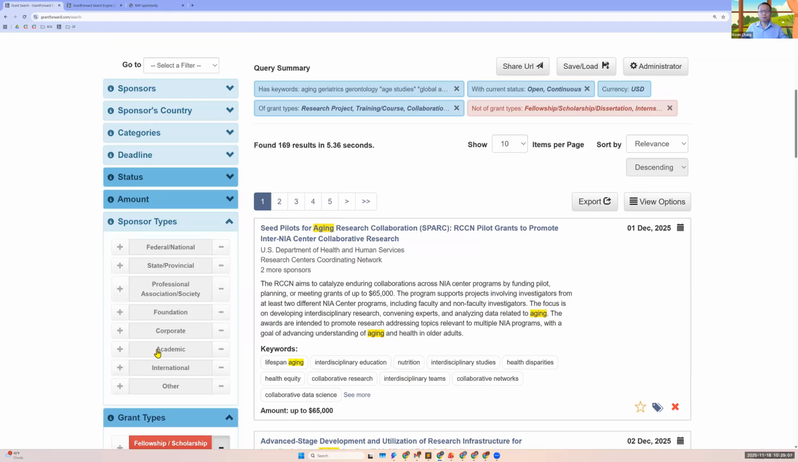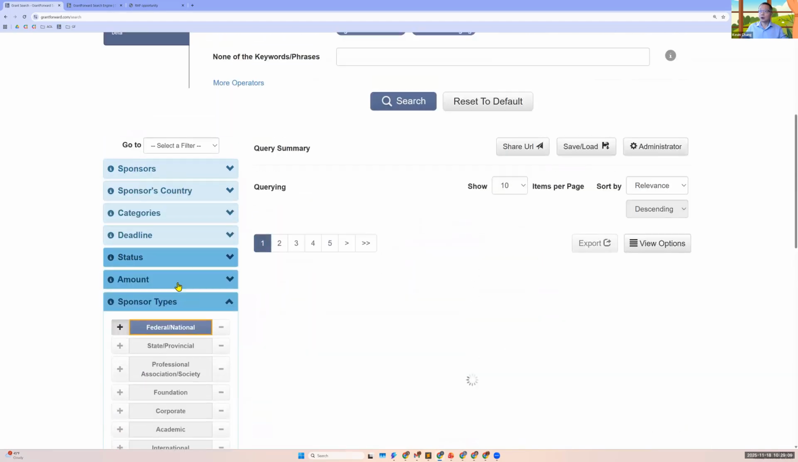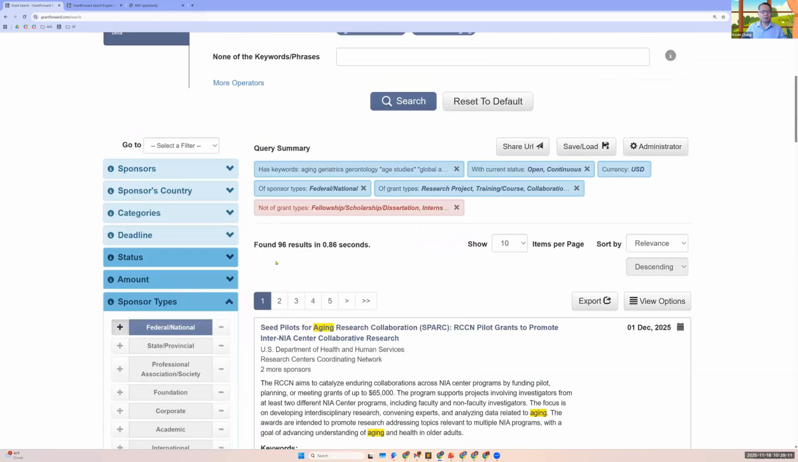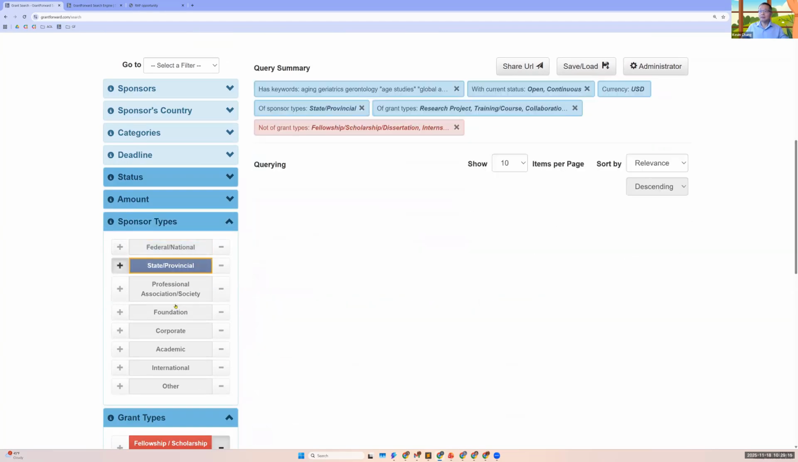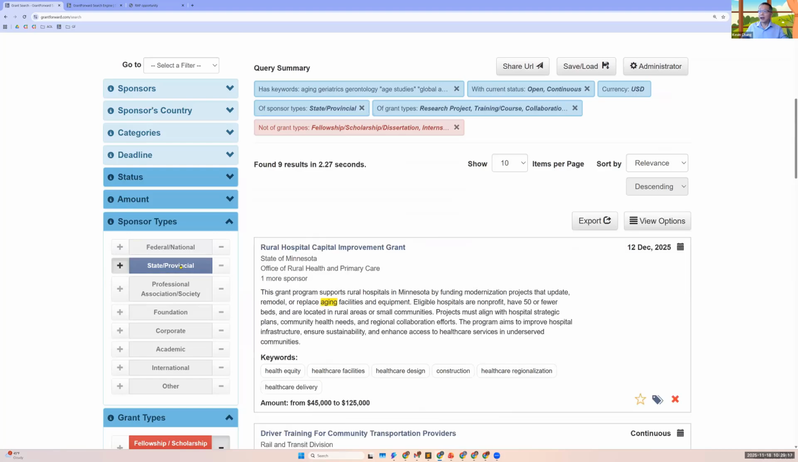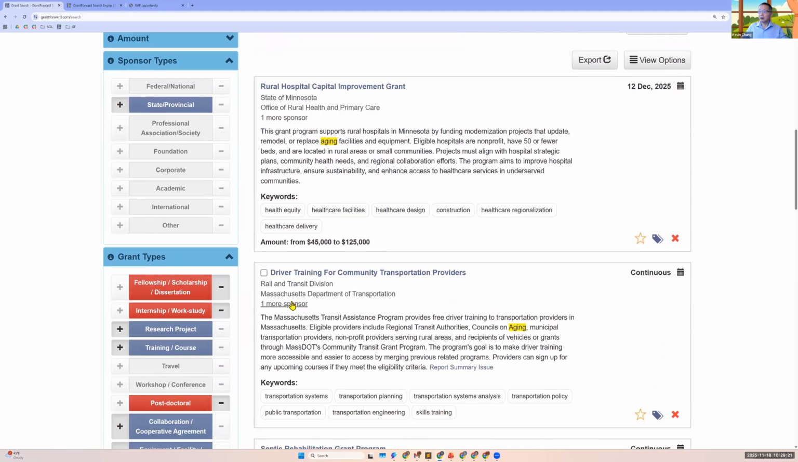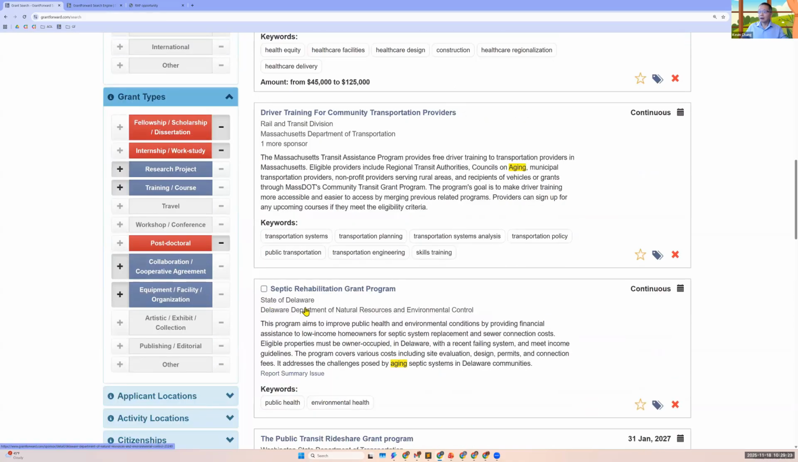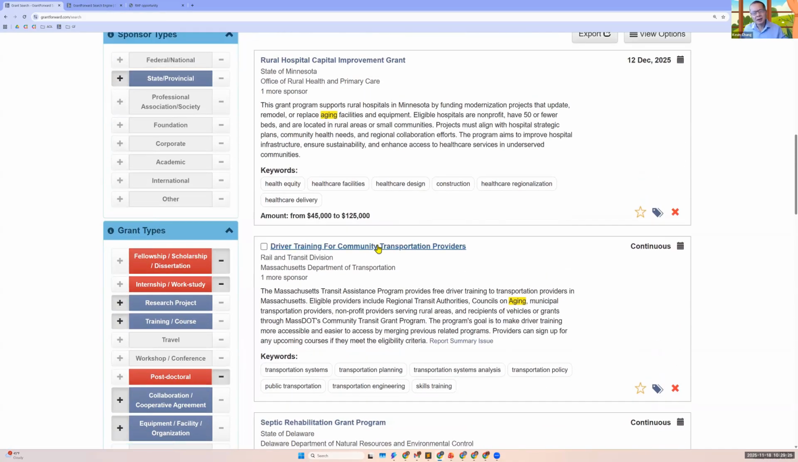You can look at sponsor. I want to consider federal. How many are from federal? Well, about half of them. But there are others than federal. Say, state. Do I have anything from the state? Well, none. State of Minnesota, Massachusetts, Delaware. Well, I'm in Illinois, and you might be in California.